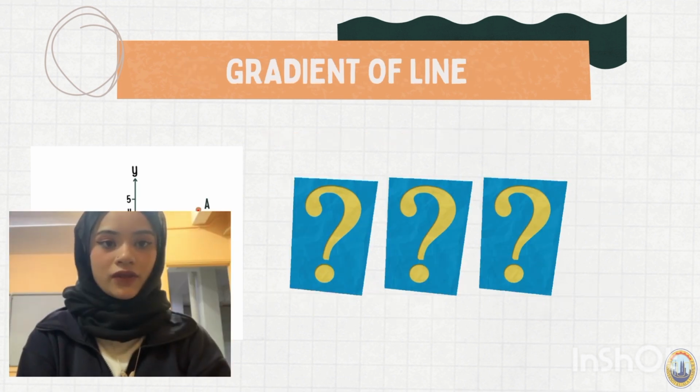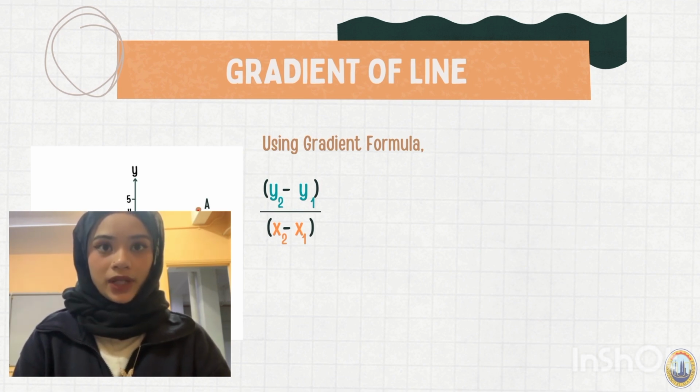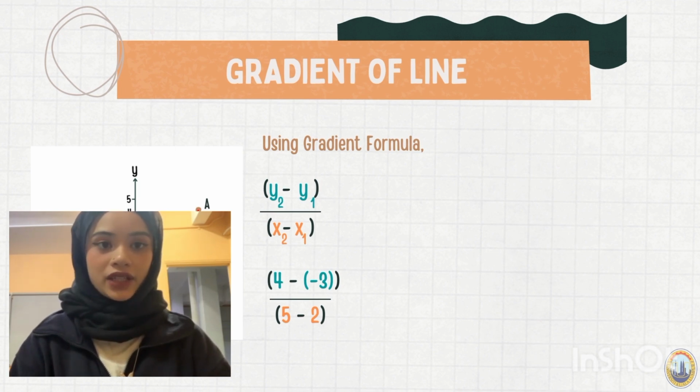Next, gradient of a line. We can calculate the gradient of a line by using the gradient formula. The formula is (y2 minus y1) over (x2 minus x1). Let's substitute the coordinates in the formula. (4 minus negative 3) over (5 minus 2), then calculate them. And the final answer will be 7 over 3.